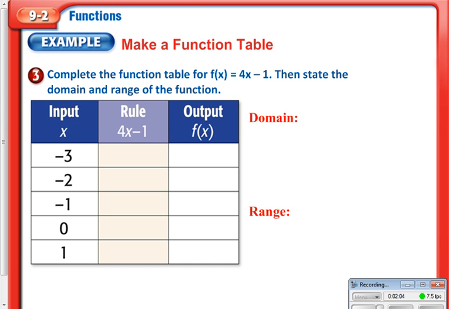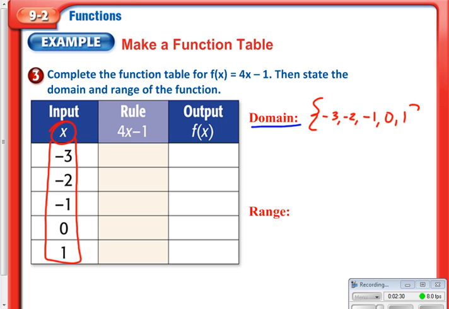In example 3, you're going to complete the function table for f of x equals 4x minus 1, then state the domain and range of the function. Well, the domain, as stated before, is your x values. If we look over in our table here, here's x. These are our x values. So the domain is negative 3, negative 2, negative 1, 0, and 1. That's the domain. We are going to have to find the range by using this rule, 4x minus 1, just like the equation up above.